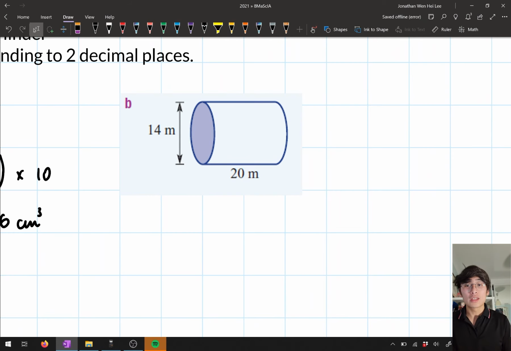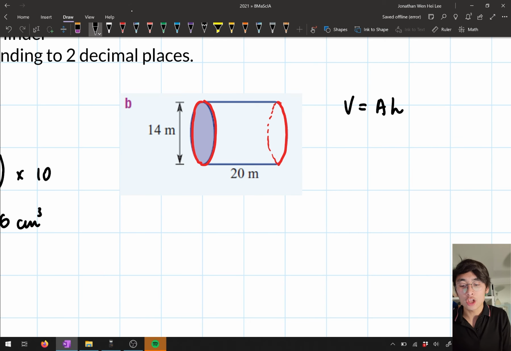Okay, here, once again, we have another cylinder. If you have a look, we've got a circle at the end of this shape, and on the other side, we would actually get another circle, which is the exact same shape. So the cross-section shape is a circle, and we need to find the area of that particular circle. So here, I'm going to write down the volume formula. V is equal to AH.